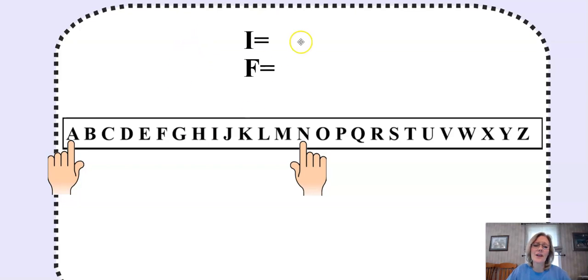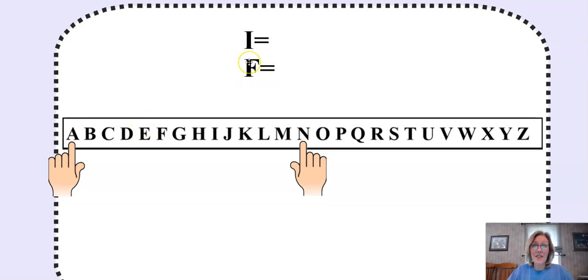All right, so let's go ahead and take a look at this page. I, what does I represent? It represents initial, and initial means first. So if we look at our alphabet, what is the initial letter of the alphabet? A. A is the initial letter because it's first.